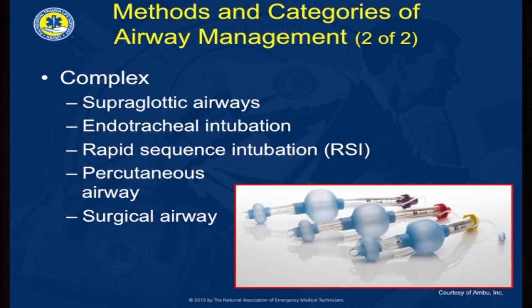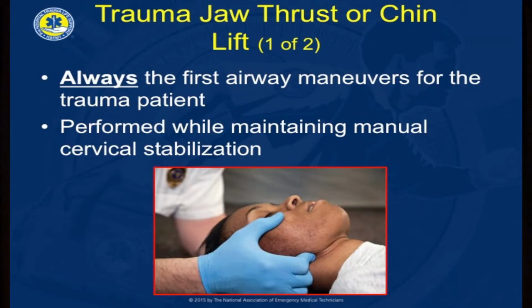Your more complex devices include your supraglottic airways, endotracheal intubation, RSI, or rapid sequence induction or intubation using sedatives, hypnotics, etc. to facilitate intubation, and your percutaneous airways or surgical airways, surgical cricothyrotomies. So, chin lift or jaw thrust, first and usually always the way of maneuvering patients with trauma.